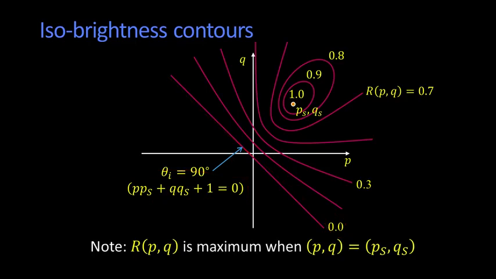Notice, by the way, that R of PQ is a maximum right when the surface normal lines up with the light source, as you might expect. So that's our reflectance map in the Lambertian situation.